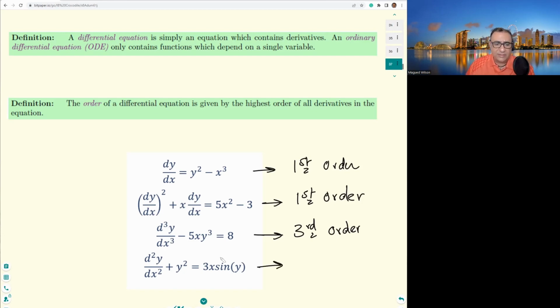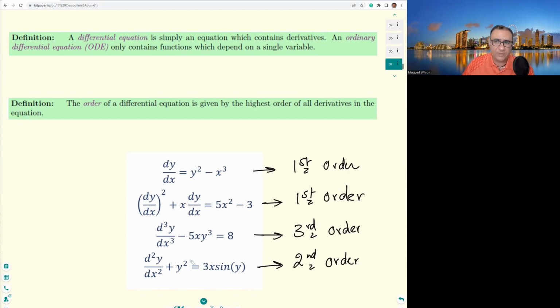Now, the last example here, you may tell me, what do you think? What is the order of this differential equation? Yes, that's right. This is a second order differential equation because we see d2y by dx squared, which is the second derivative. So that means this is second order, the highest. Sometimes you may see different orders, but the highest order is going to be the order of the differential equation.